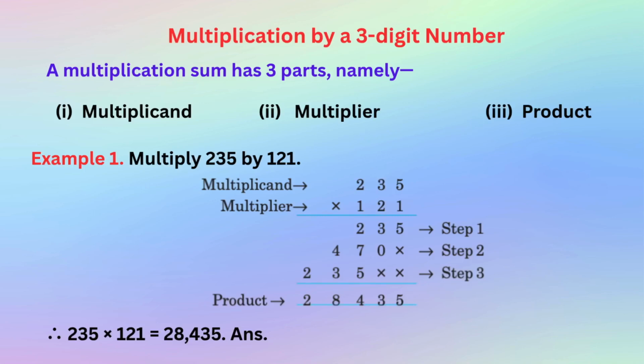Multiplication by a 3-digit number. A multiplication sum has 3 parts, namely: 1. Multiplicand, 2. Multiplier, 3. Product. Example 1. Multiply 235 by 121. So 235 times 121 equals 28,435.